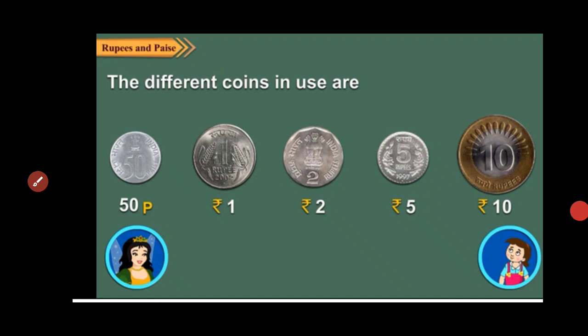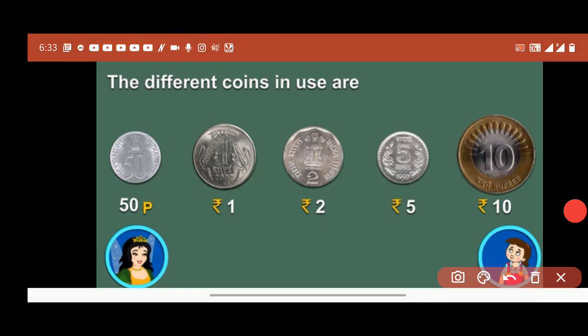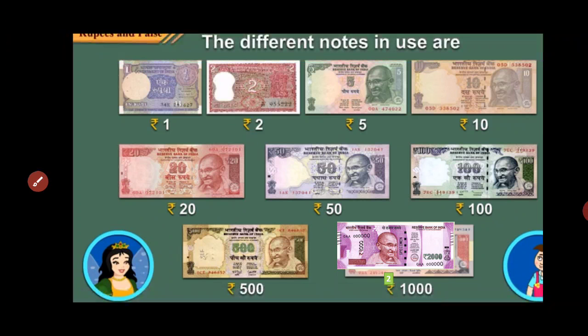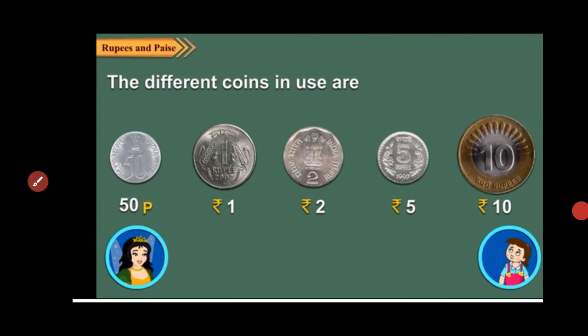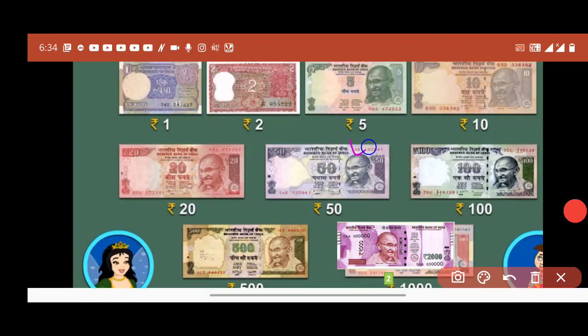Children, there are different coins and notes we use. So let us have a look at different coins that are in use. This is a 50 paisa coin, a 1 rupee coin, a 2 rupee coin, 5 rupee coin and a 10 rupee coin. Let's have a look at some of the notes which are in use. A 1 rupee note, a 2 rupee note, 5 rupee note, 10 rupee note, 20 rupee note, 50 rupee note, 100 rupee note, 2000 rupee note and a 500 rupee note. So these are some coins and notes that we use in our country.